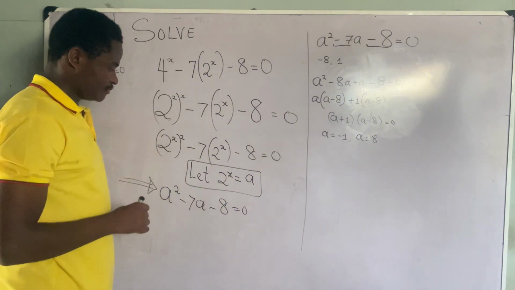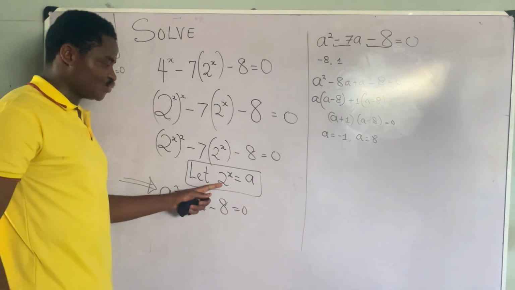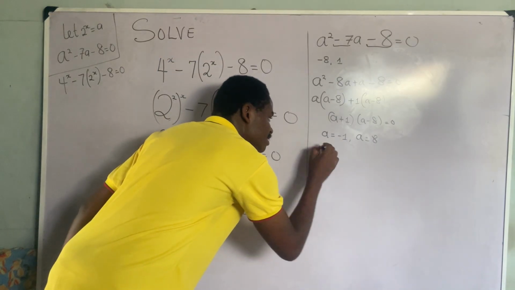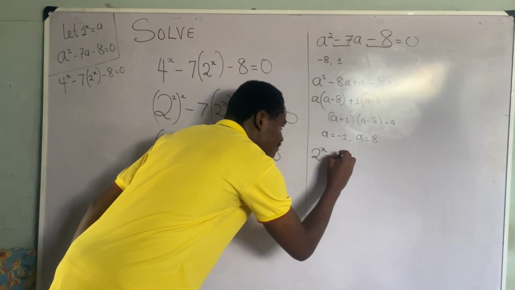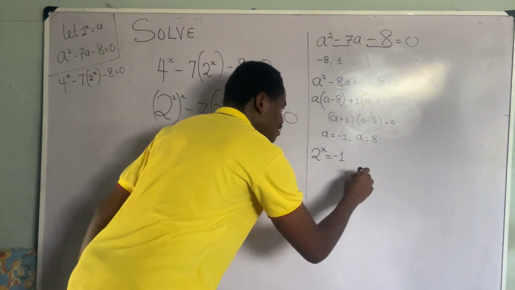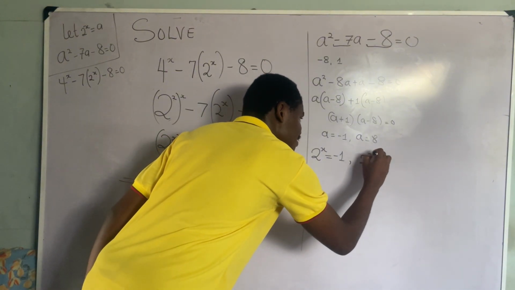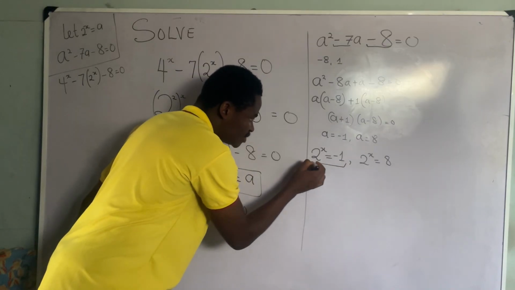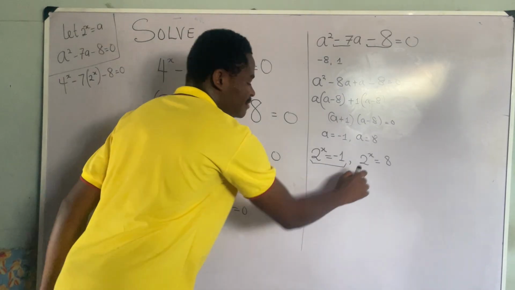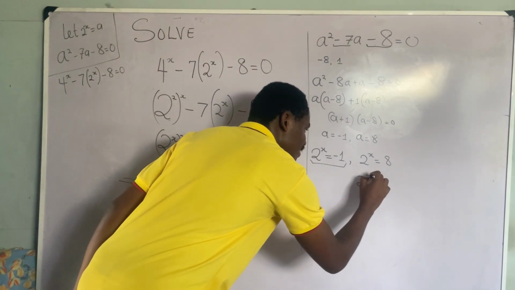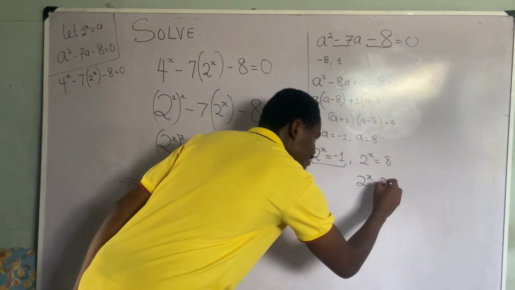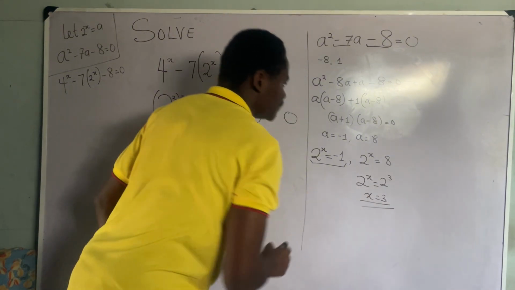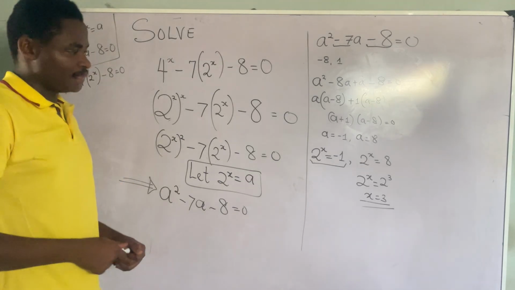Now come back here. At the start, we said 2 to power x equals a. So 2 to power x is equal to a, and a here is minus 1, and on this side, 2 to power x is equal to a, and a here is 8. This one, I'm going to leave, but this can be solved. This is going to be 2 to power x is equal to, what is 8? 2 power 3. So x is equal to 3. That will be my final answer.